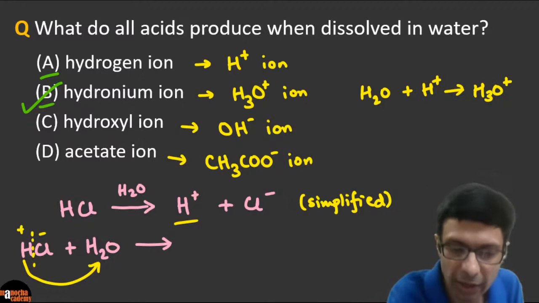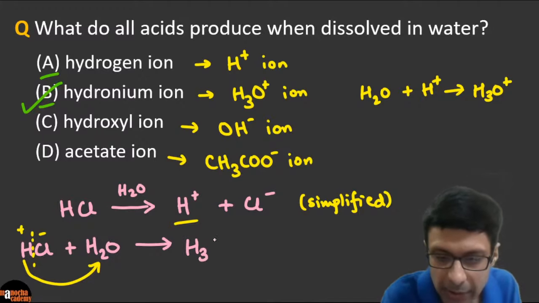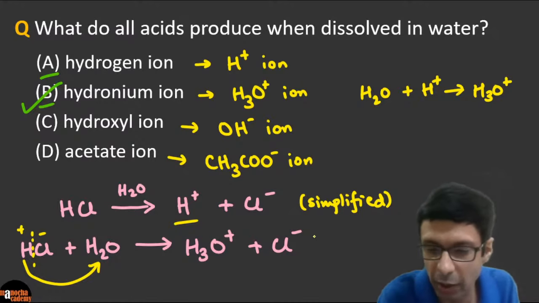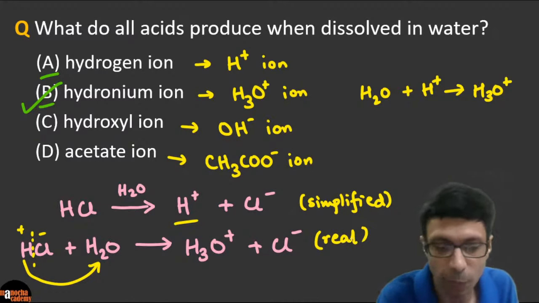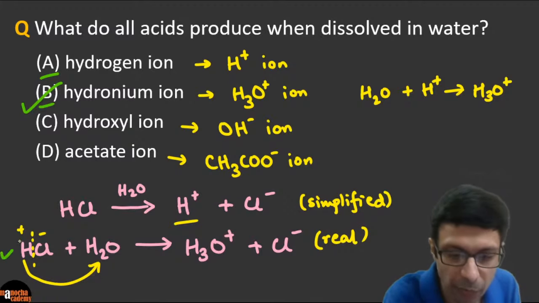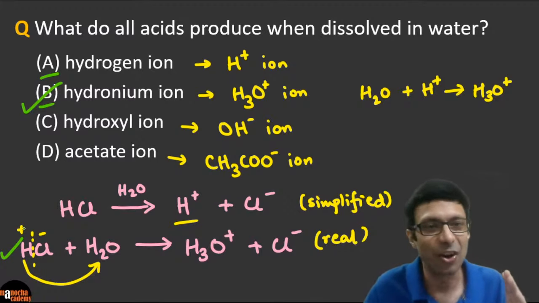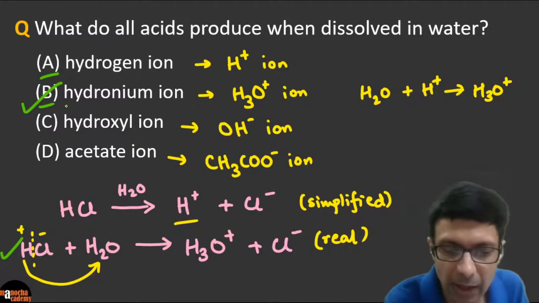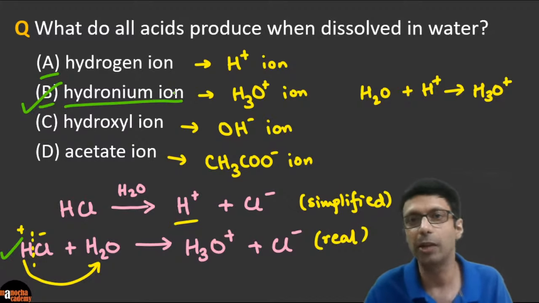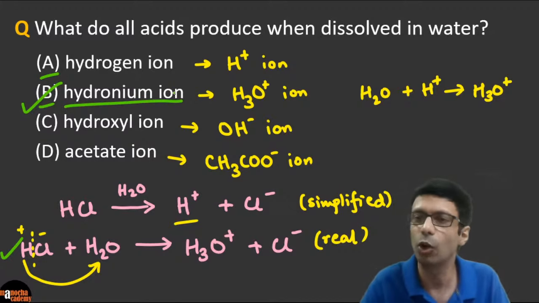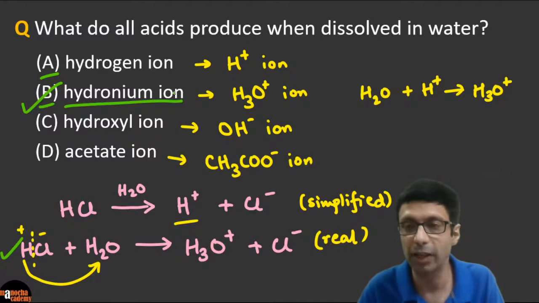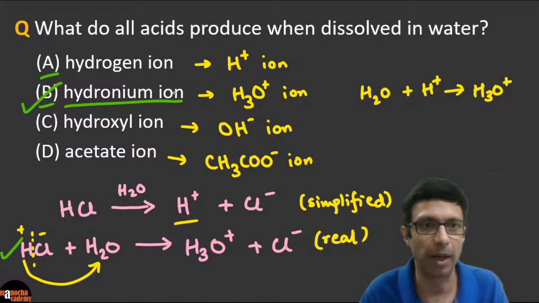So how do we write this reaction? H3O plus, and what is left is chloride ion. So this is the real equation. Okay guys, so please note the first equation was the simplified one, and the second equation is the real equation. I would encourage you, if in your school they're using hydronium ion, that is the best answer. But let's say you're in class 7 or 8, maybe hydrogen ion is also fine, depending on what's given in your book or being used in the school. But the correct answer here, as I explained, is the hydronium ion.